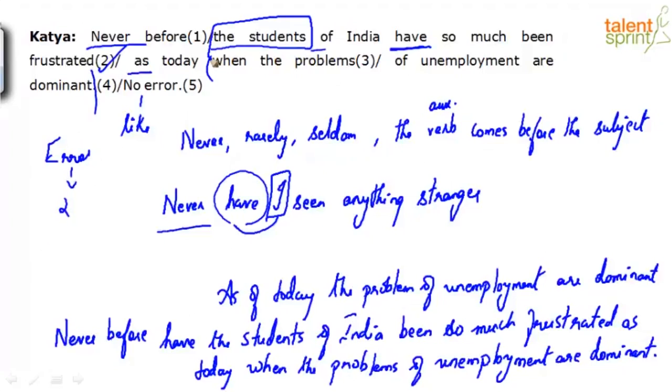So in the second context, if you see, the problems of unemployment are dominant. So here, the subject is not unemployment. The subject is the problems, which is a plural subject. And that's why are as a plural verb is correct. Are you following? That's it.